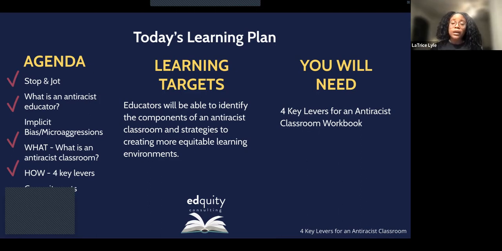We have here, because all educators love a good learning target. So our target today is for you to be able to identify the components of an anti-racist classroom and strategies to create more equitable learning environments. And as I mentioned earlier, you'll need your workbook, but don't feel that you have to write directly or type directly into your notebook. You can use it as a guide if that feels best for you. So I'm gonna go ahead and ask you to pause here and go ahead and make that copy of your workbook if you haven't. Set up your workspace and press play when you are ready to go.